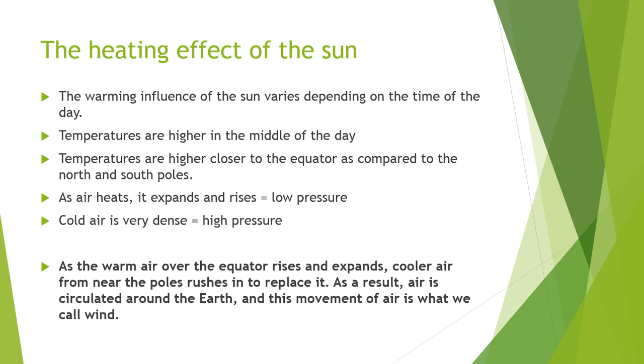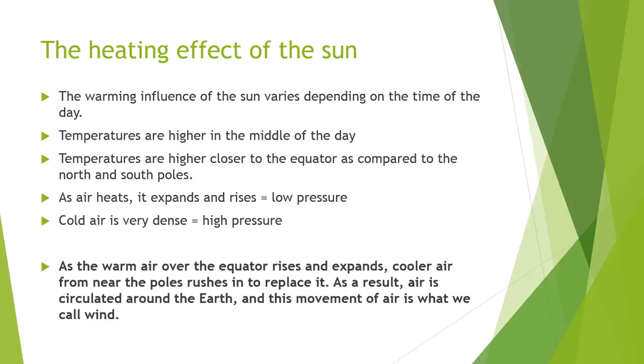As air heats, it expands and rises, which creates low pressure, which we just learnt about, so it's light. So hot air rises, so it's low pressure. Cold air, which is very dense, is high pressure, so that stays lower to the Earth's surface. As the warm air over the equator rises and expands, cooler air from the poles rushes in to replace it. As a result, air is circulated around the Earth, and this movement of air is what we call wind.